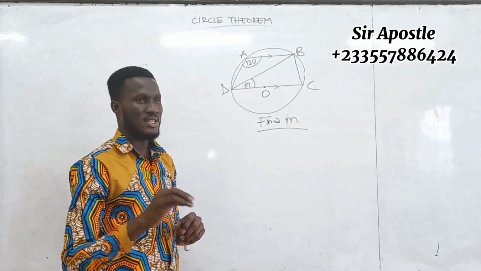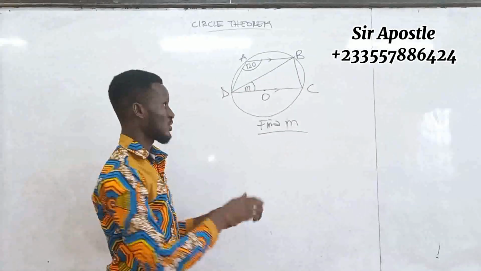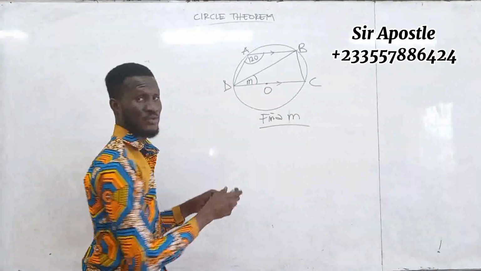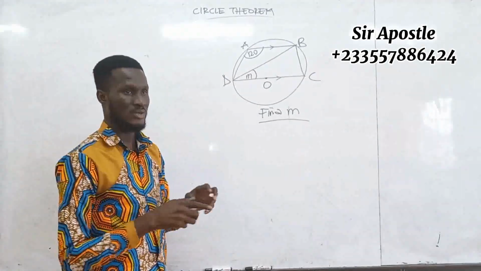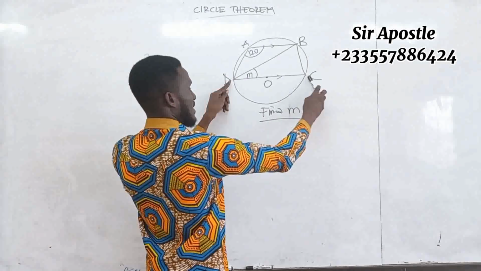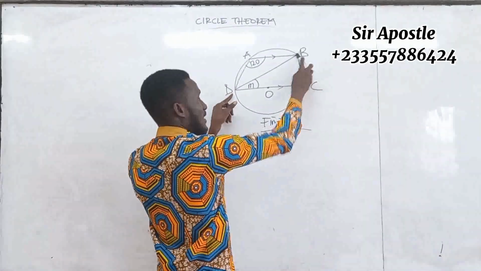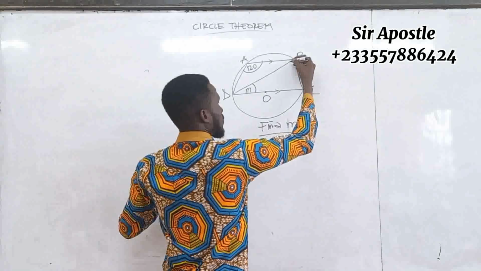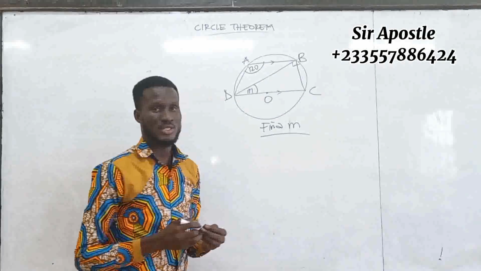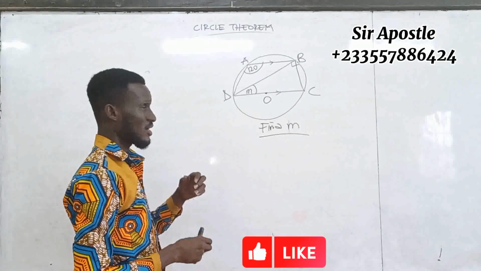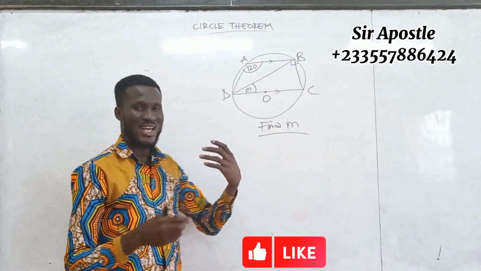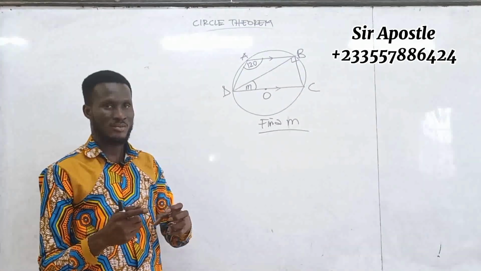What does the diameter rule say from property 1, previous video? It says that when the diameter forms an angle at the circumference of a circle, that angle is 90 degrees. So our diameter is here. This one forms an angle at B. So this one is 90 degrees. It's 90 degrees.